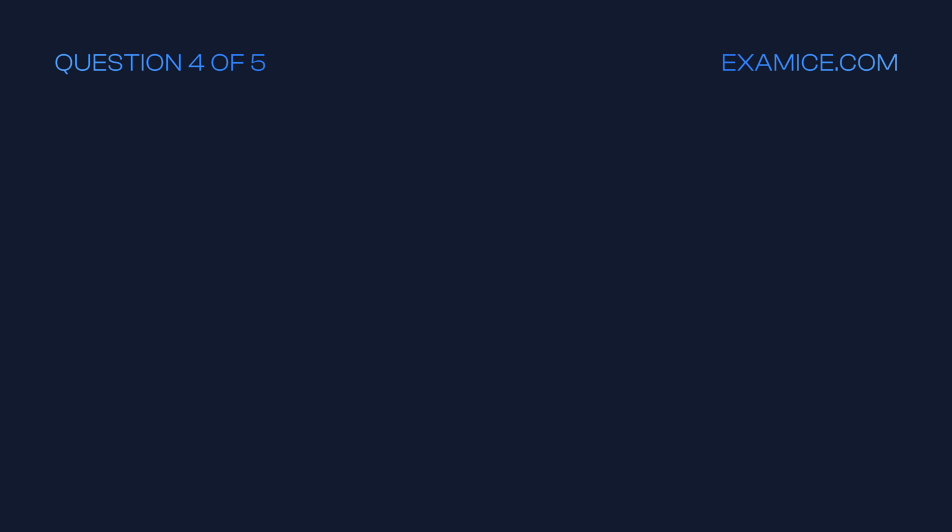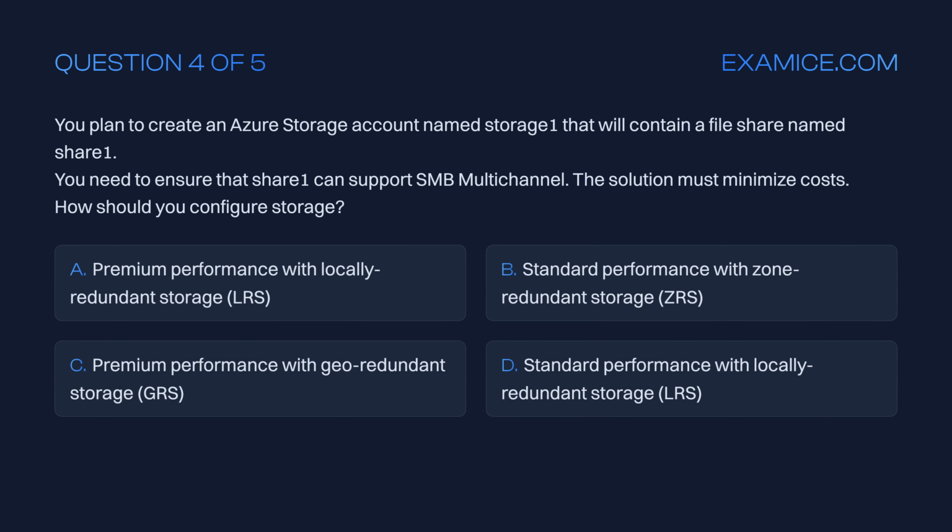Question 4. You plan to create an Azure storage account named Storage1 that will contain a file share named Share1. You need to ensure that Share1 can support SMB Multichannel. The solution must minimize costs. How should you configure storage?